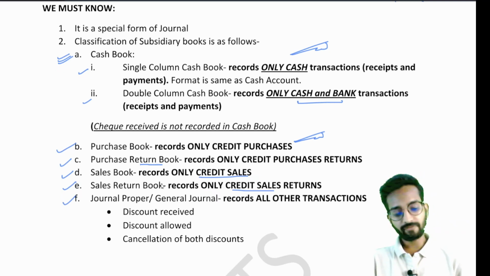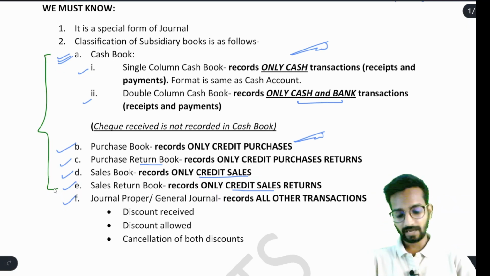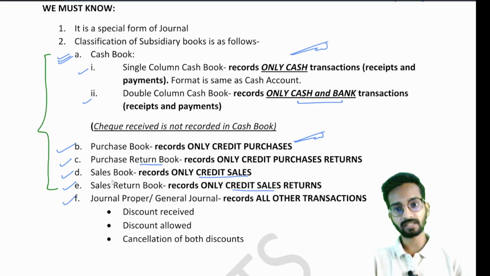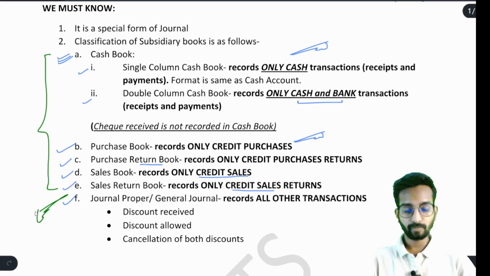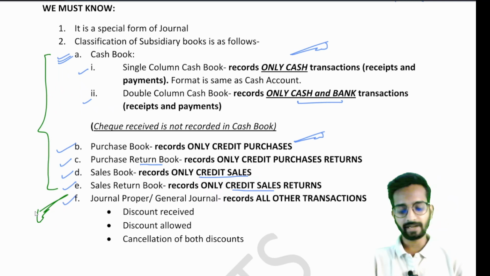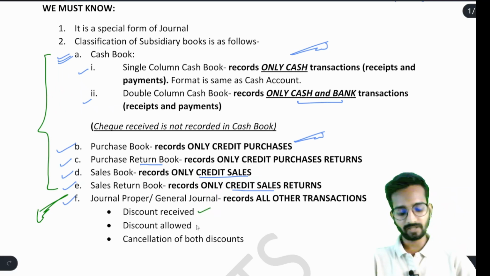Now, if any transaction is not appearing in these 5 books, cash, purchase, purchase return, sales and sales return, then all the other transactions will be recorded in journal proper. For example, suppose you have purchased an asset, suppose you have sold an asset, that all will come in journal proper. You can say that everything surplus other than these top 5 books will come in journal proper, which is also called general journal. It will record all other transactions like discount received, discount allowed, cancellation of these discounts.